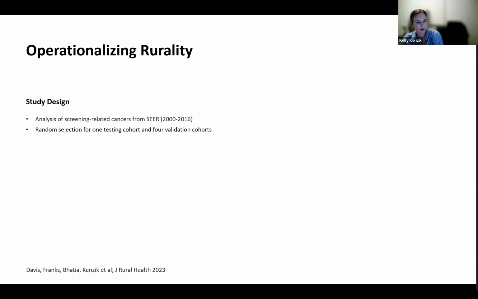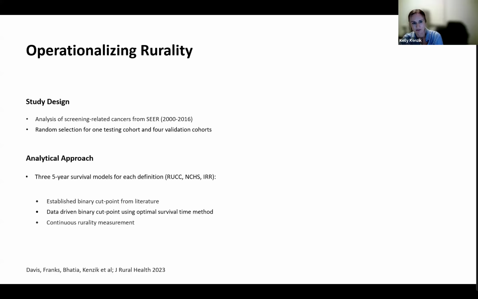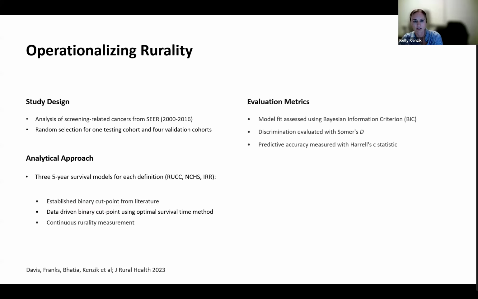In this, we basically pulled from the same cohort. We pulled the screening cohort because that was the cohort that showed the largest differences. And we did 1 testing cohort and 4 validation cohorts to test this in. We looked at 3 5-year survival models for each of the definitions that we saw. And we tested 3 different cut points, right? The established one, the one that's given to us by the literature or by the federal body that designed the measure. And then we looked at a data-driven cut point using an optimal survival time method. So using a survival modeling approach, we're able to select what might be a more optimal cut point for that definition. And then we treated each of them as continuous to see whether any of these would also change the cutoff level. And we used different standard evaluation metrics for judging some of these cut points.